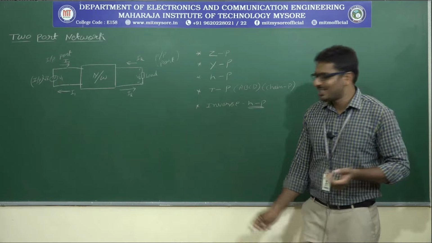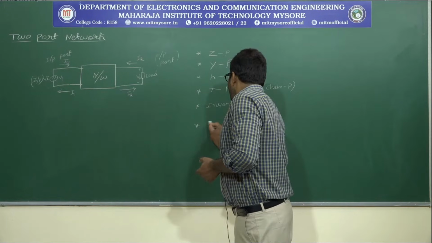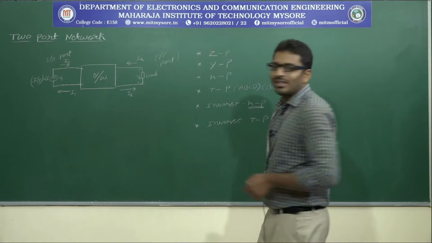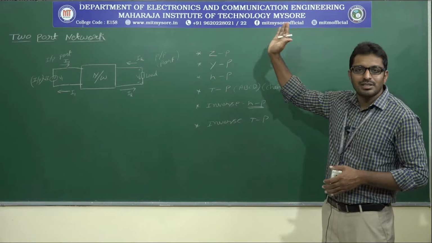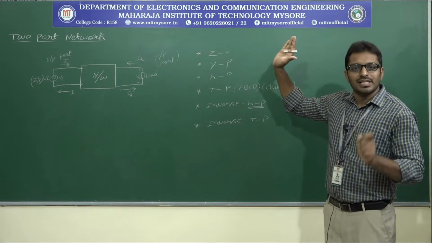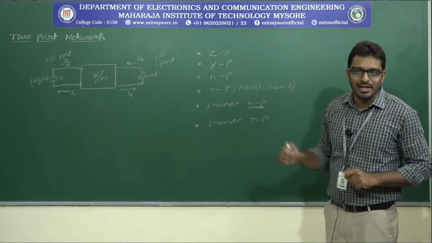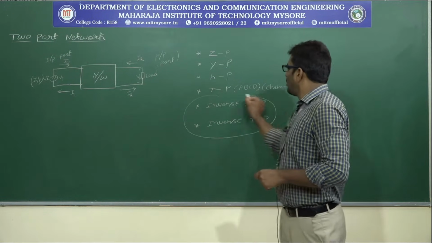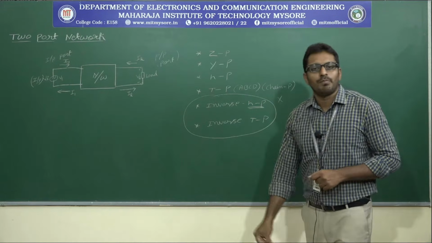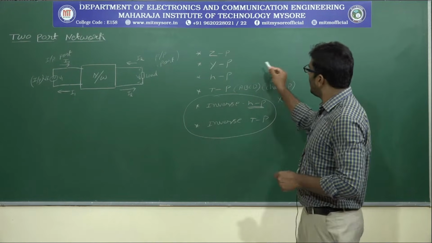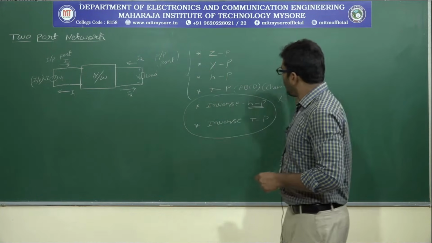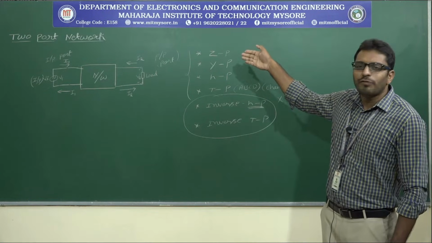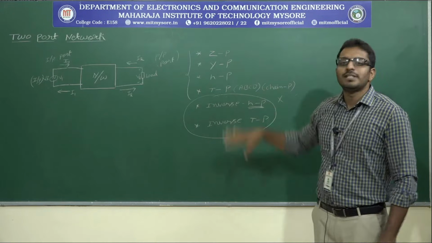Inverse H parameters, and the next one is inverse T parameters. These are the very famous and commonly used 6 sets of two-port network parameters. Out of these 6 sets of parameters, we are not going to discuss these 2 sets, because in the syllabus it is clearly mentioned we are discussing only these 4 sets of parameters.